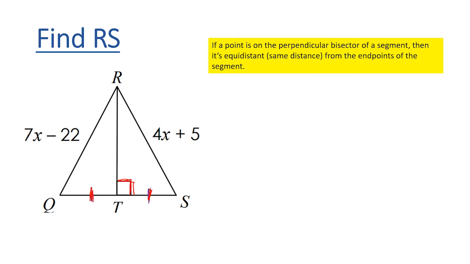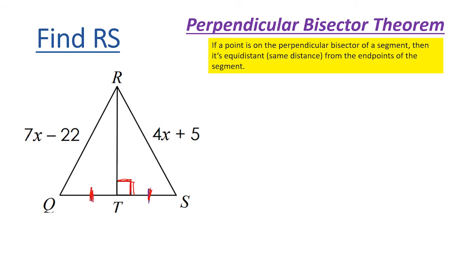So we can use the perpendicular bisector theorem because that states if a point is on the perpendicular bisector, then it is equidistant, or the same distance, from the endpoints of the segment. So that tells me that R is on the perpendicular bisector, so it would be equidistant from the endpoints. My endpoints right here are Q and S. So equidistant meaning the same distance. That will make RQ congruent to RS.